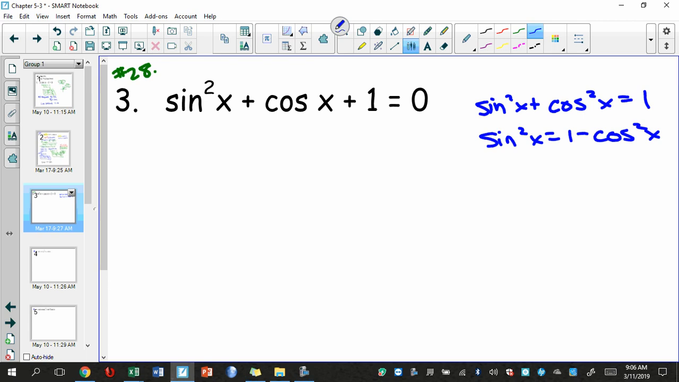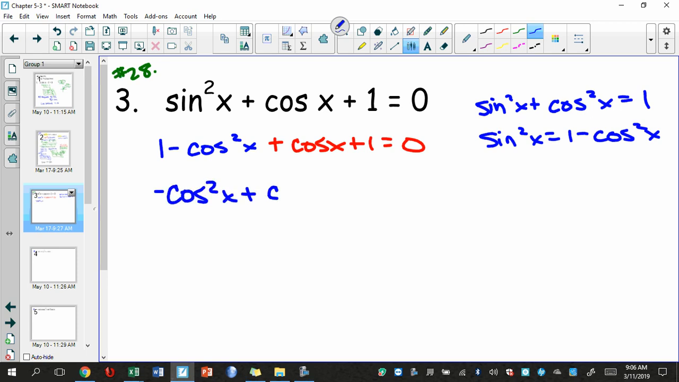Okay, what do I do with that now? I plug that in place of sine squared. So I'm going to have 1 minus the cosine squared of x plus the cosine of x plus 1 is equal to 0. Do we see that, yes or no? Now what should you do? What does that give me? Correct?